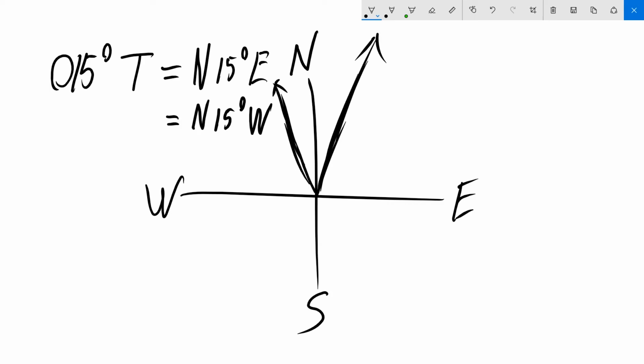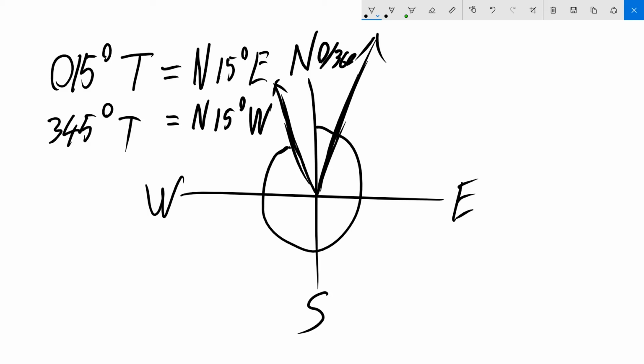So a circle has 360 degrees, so north is at 0/360. So 360 minus 15, and that's 345 degrees true. So what we've done is that we've made it loop all the way around to get us there.